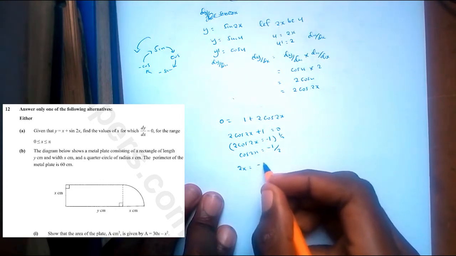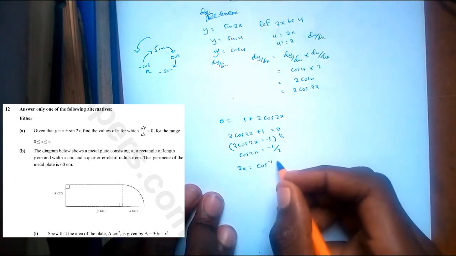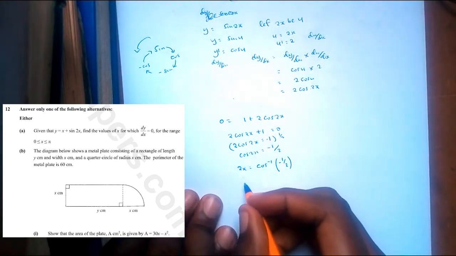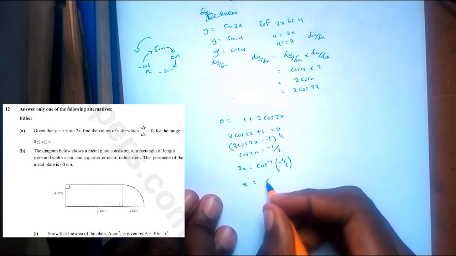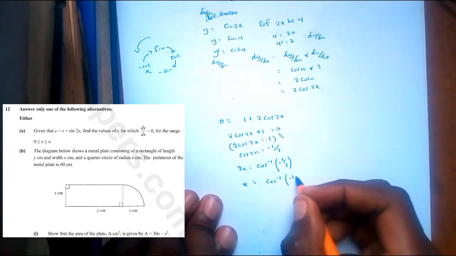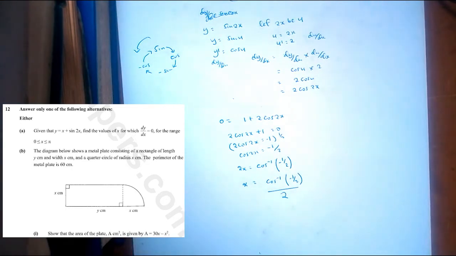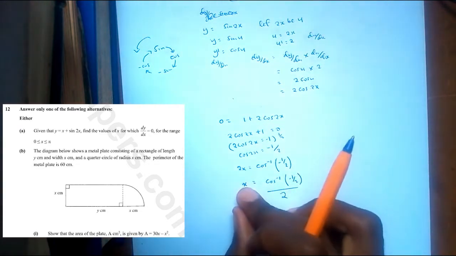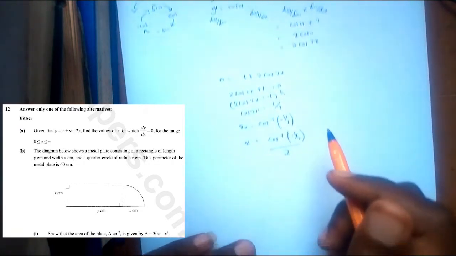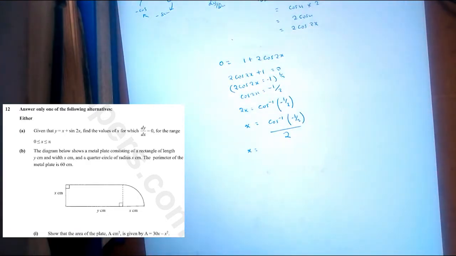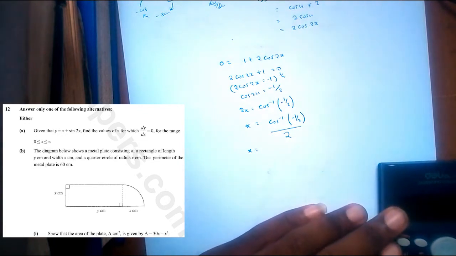Then 2x is equal to cos inverse of negative 1 over 2. Then x will be equal to cos inverse of negative 1 over 2, over 2. So that is our equation. I've just made x the subject of the formula. Now to solve it, x will be equal to cos inverse of negative 1 over 2. So cos inverse of 0.5.